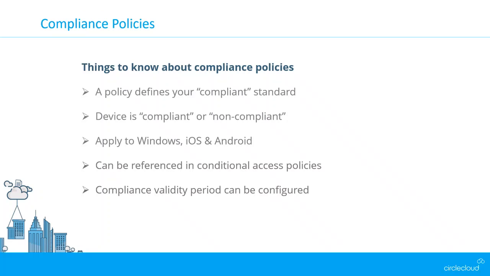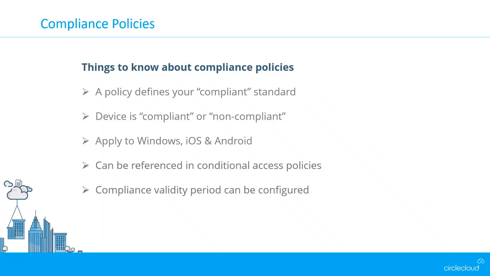It must be this version of Windows. It must be running antivirus. If it isn't doing those things, it's not compliant. So that's what the policy does. It defines your compliance standard that you're going to evaluate all of your devices against. A device can either be compliant or non-compliant. There's no in between. Those are the two statuses that a device will have.